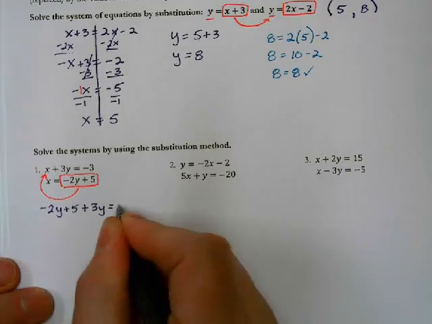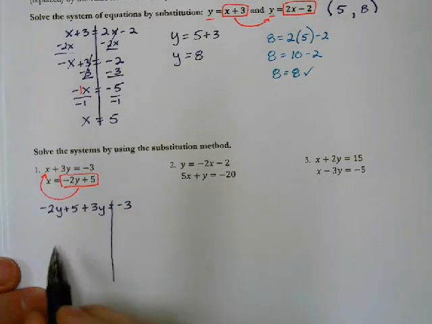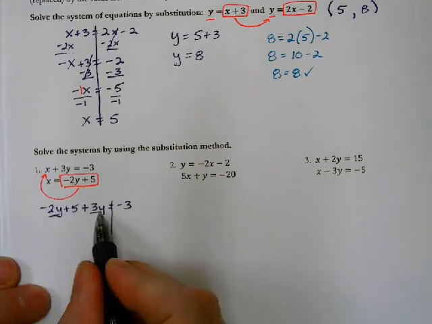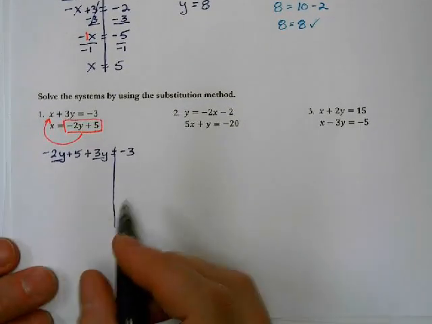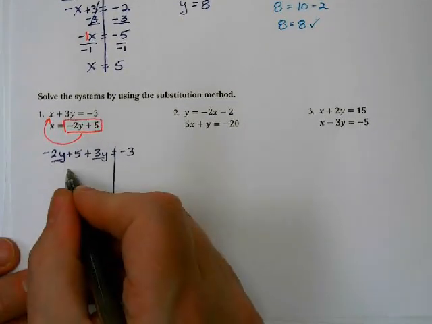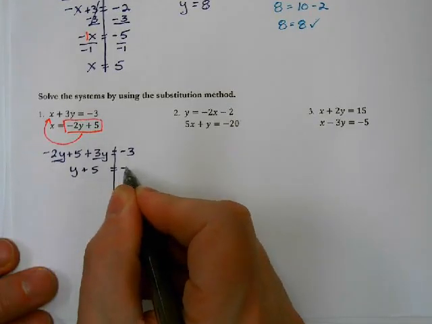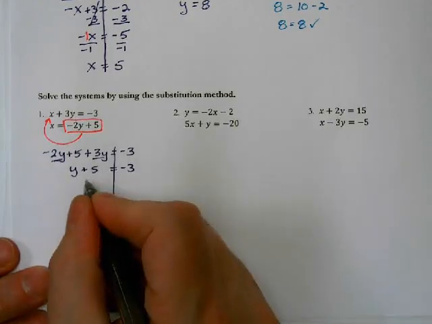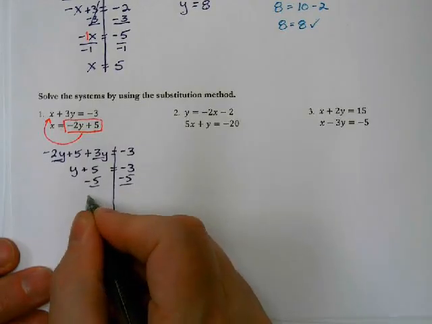All right, we're going to solve this. I have like terms right there. Negative 2y plus 3y, they're on the same side of the equation, so I can just combine those two together. 3y minus 2y is just 1y. Okay, at this point, I just need to subtract 5 from both sides. I get y is equal to negative 8.